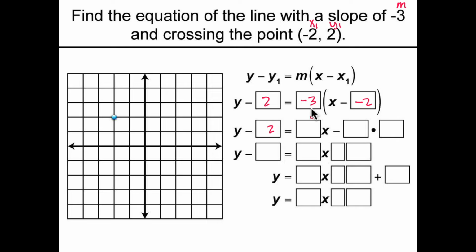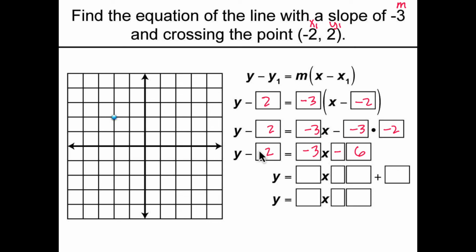We distribute the -3 to both terms in parentheses, so we get y minus 2 equals -3x minus -3 times -2. Simplifying, we get y minus 2 equals -3x, and here we have a -3 and a -2. The product is negative, so we get -6.